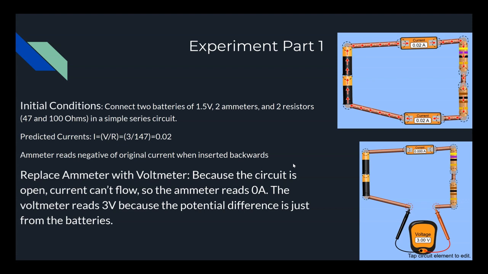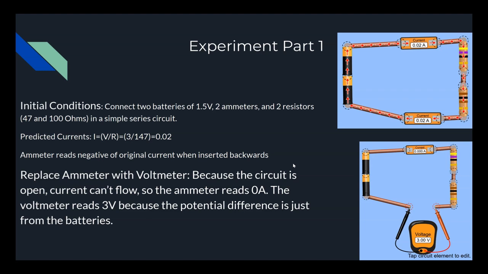For this part of the experiment, I was tasked with predicting the current initially for this setup, which I predicted to be 0.02 amps, as can be seen there. When experimentally conducted, it can be seen in the top right picture that this is the current that was actually calculated. When you flip the emitters around for their connection, they read the negative of the original current.